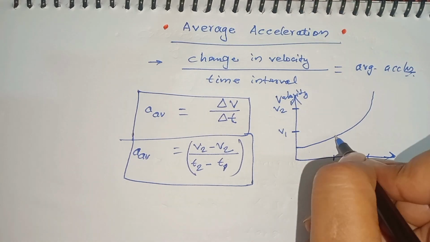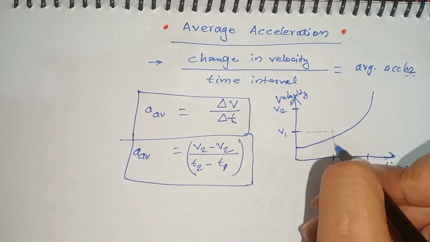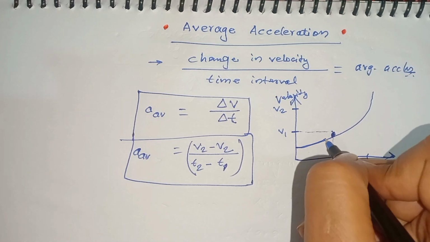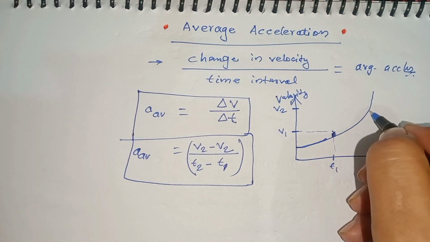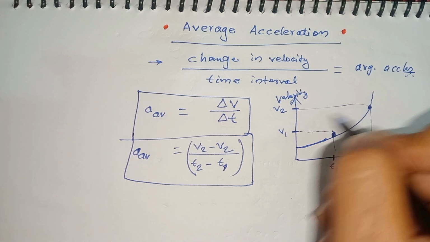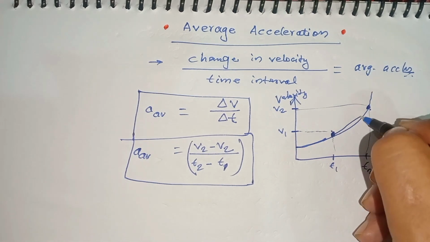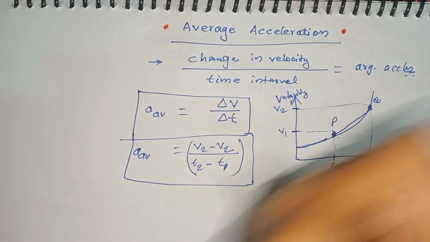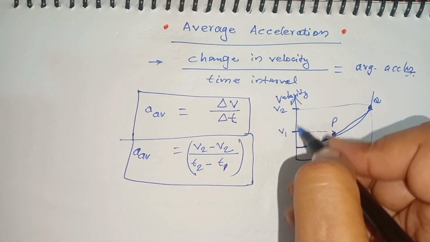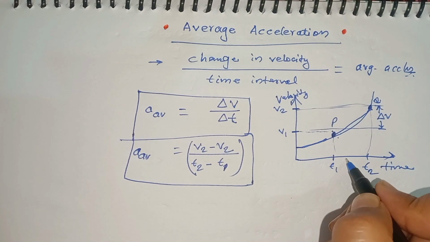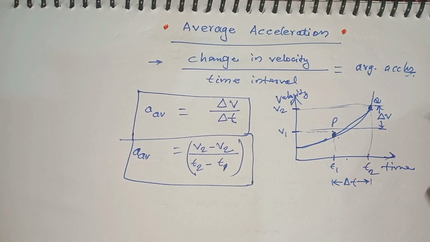Here it is t2. Then, extending this, suppose this is a point, and extending this we get another point. Joining them, suppose it is point P and this is point Q. This interval is delta V, which is the change in velocity, and this interval is delta T, the change in time, that is the time interval.